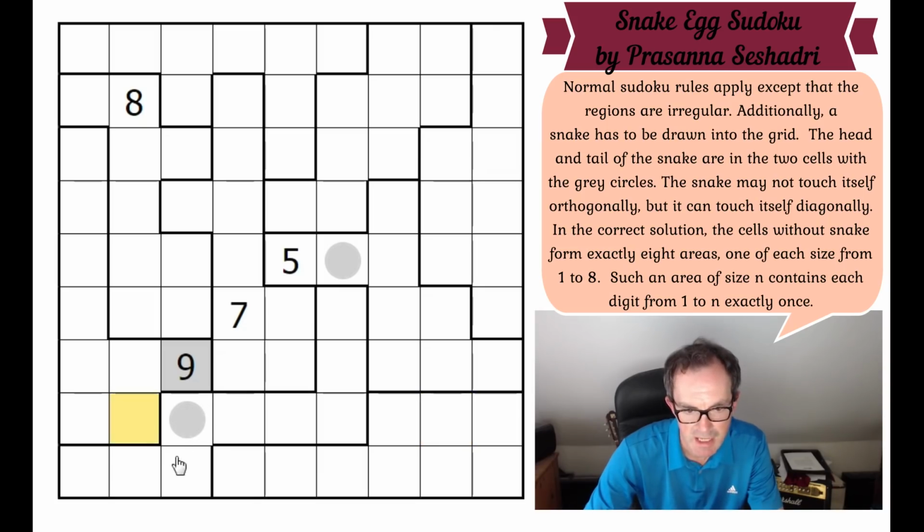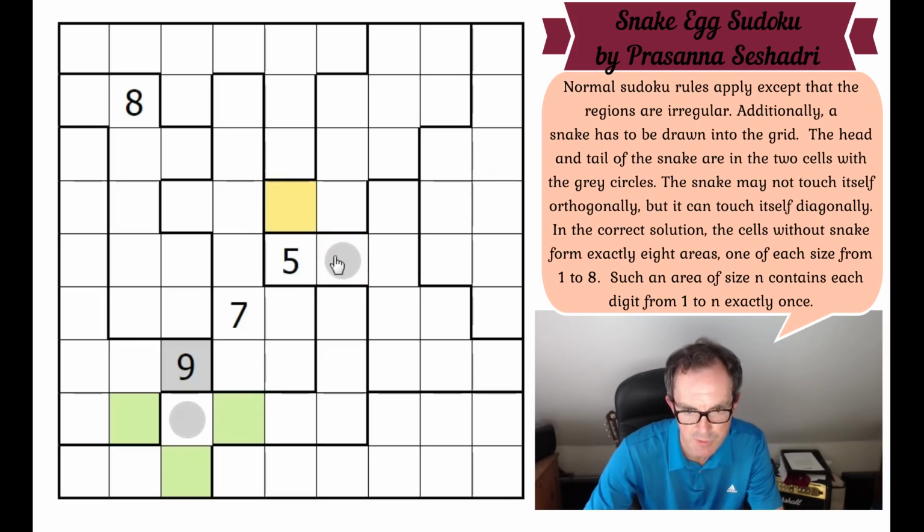So if any of these cells were snake cells, the snake would be passing through the head or the tail, which is clearly sort of making it not the head or the tail anymore. So those 3 squares are definitely not snake. And now we know that there's a head and a tail of the snake.